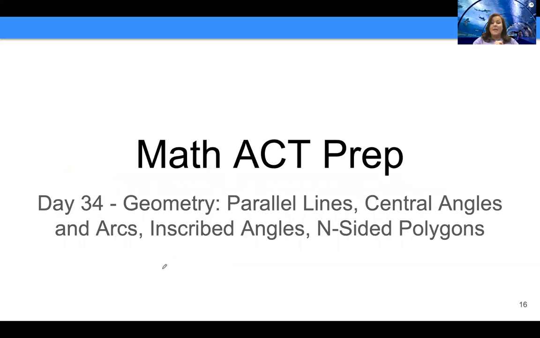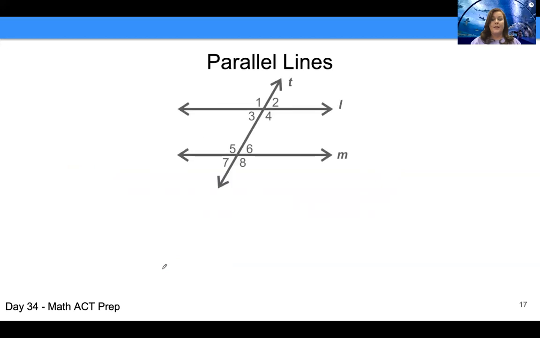Okay, so today we are going to dive more into geometry with parallel lines, central angles and arcs, inscribed angles, and inscribed polygons. Now, this is one of my favorite geometry concepts. I love two parallel lines and a transversal. Now, you may be looking at it going, why? Because once you have the steps memorized, it's easy.